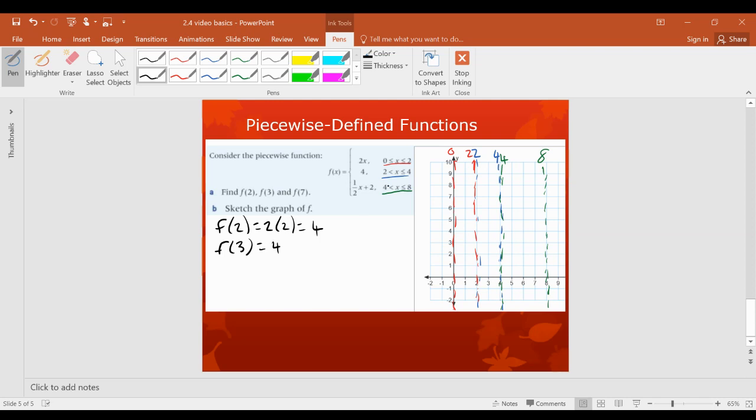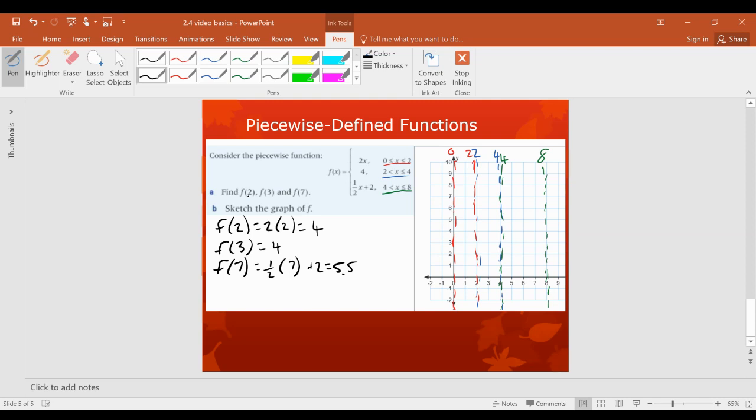And for f of 7, that's clearly in the final piece of my graph here. So we're going to use the final piece of the function. f of 7, we're just going to evaluate using 1/2 x plus 2. So that's going to be 1/2 times 7 plus 2, which is 3.5 plus 2, that's 5.5. All right, so that's my part A.